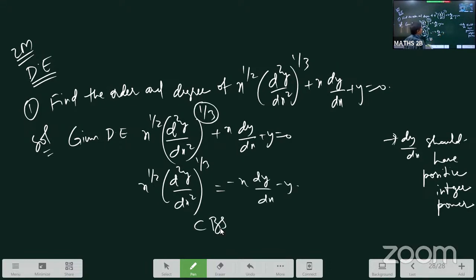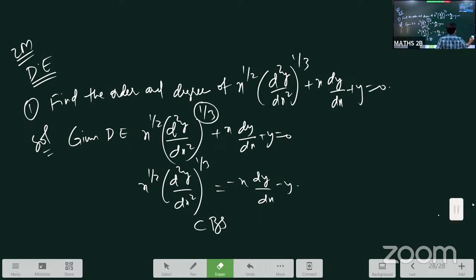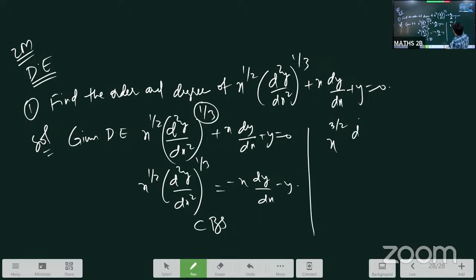When I do cubing on both sides directly, then what I'm going to get? X power 3 by 2. Now d square y by dx square, here you will get 3 by 2. Here 3 gets cancelled. Is equal to minus x minus dy by dx minus y, its whole cube.